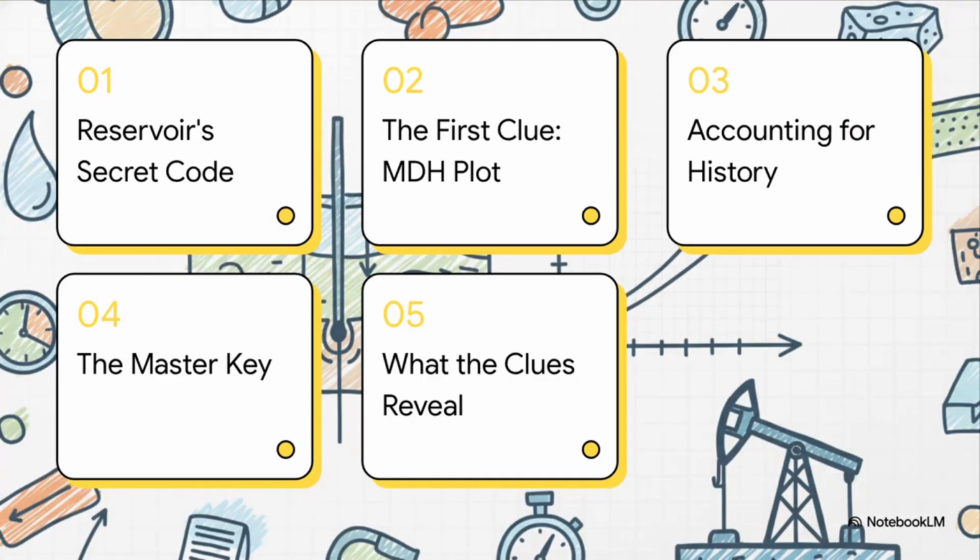So here's our game plan. First, we're going to crack the reservoir's secret code. Then, we'll look at our three main detective tools, the MDH, Horner, and superposition plots. And finally, we'll see exactly what kind of treasure these clues unlock for us.